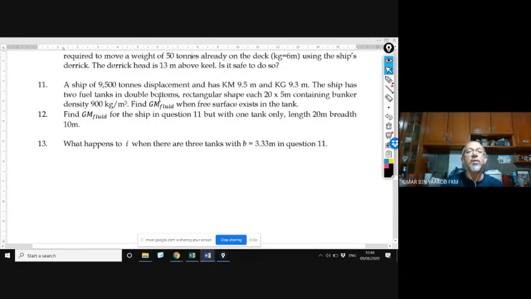They're talking about ship tanks, and calculation of free surface correction. So the question is, find GM fluid when free surface exists. So you calculate the I, okay, and then find the free surface moment and free surface correction. This is for two fuel tanks in double bottom, 20 by 5. So questions 11, 12, and 13 are all related, yeah? Question 11 is like this.